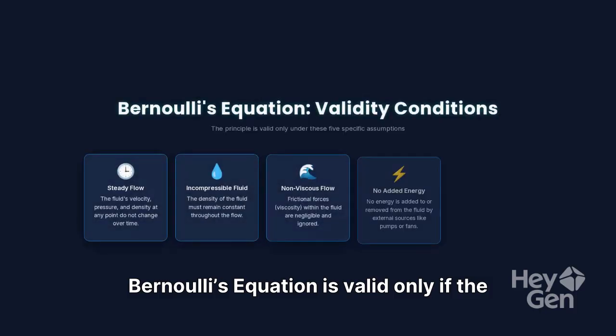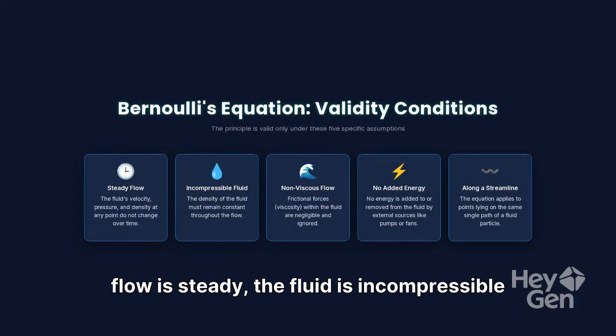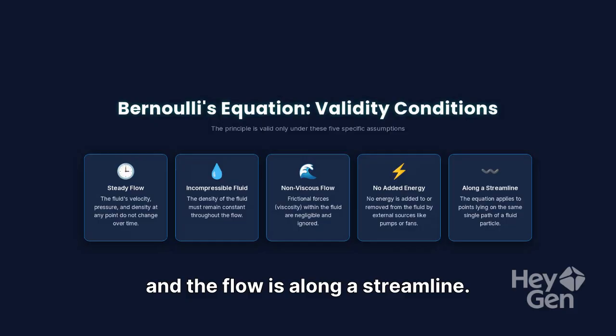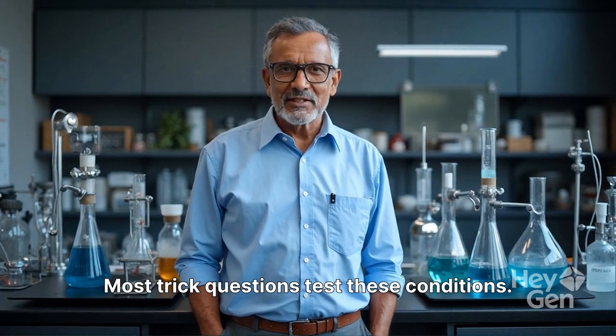Bernoulli's equation is valid only if the flow is steady. The fluid is incompressible and non-viscous. No additional energy is added, and the flow is along a streamline. Most trick questions test these conditions.